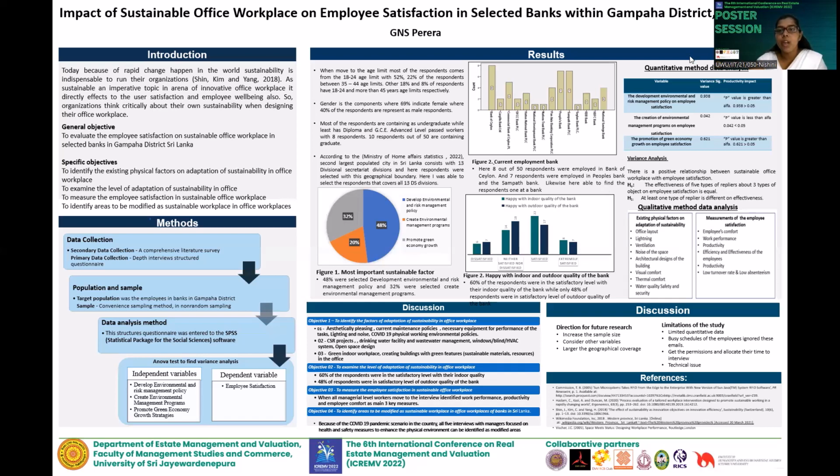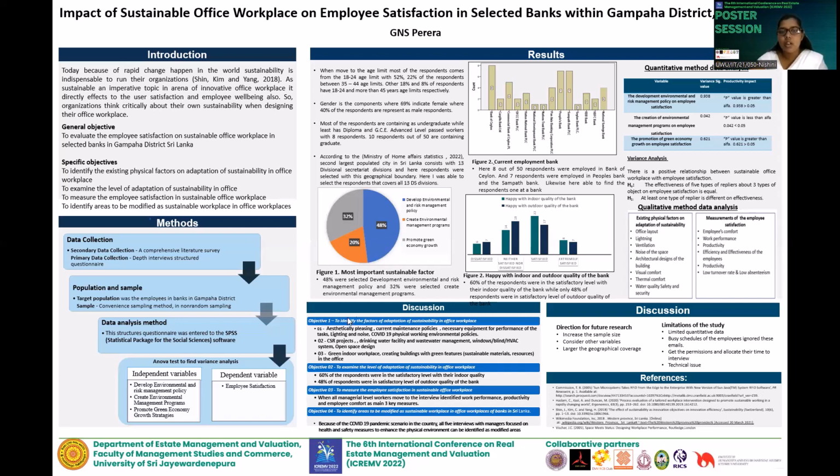Moving to the quantitative data analysis, variance analysis was done with the 3 independent variables and the dependent variable. Here we identified a positive relationship between sustainable office workplace and employee satisfaction. Moving to the qualitative data analysis, we mainly identified a lack of knowledge regarding sustainability in government banks rather than private banks, because private banks are aware of sustainability and sustainable banking initiatives.